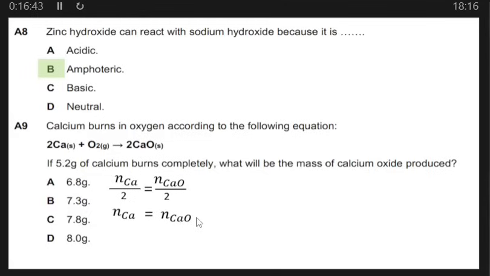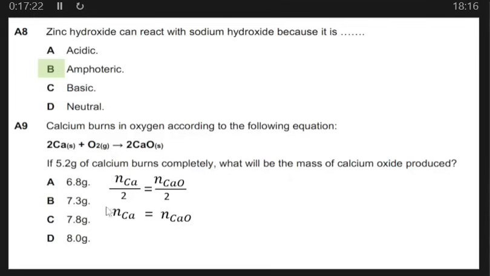This is very important because for you to calculate the mass of calcium oxide produced, you must first know the number of moles of calcium oxide. So how will you know the number of moles of calcium oxide? You use the stoichiometric mole-to-mole relationship like this one I've created between what is given and what is not given. So this one we can read as number of moles of calcium is equal to number of moles of calcium oxide.